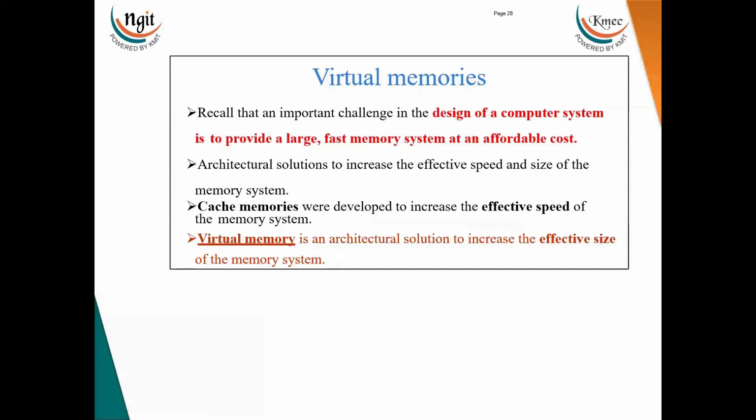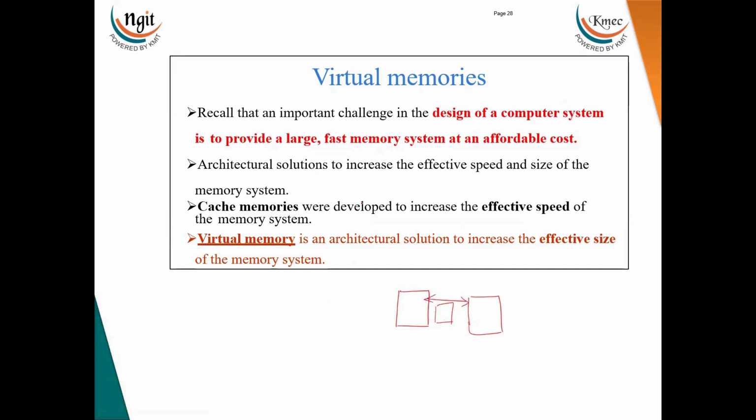Virtual memories. Now, the main objective of memories is, by keeping the cost constant, how can we increase the size and speed of the memory. Now, by introducing the cache memories, the gap between the processor, which is a high-speed device, and main memory, which is a low-speed device, is reduced. By introducing the cache, the gap between the processor and memory is reduced.